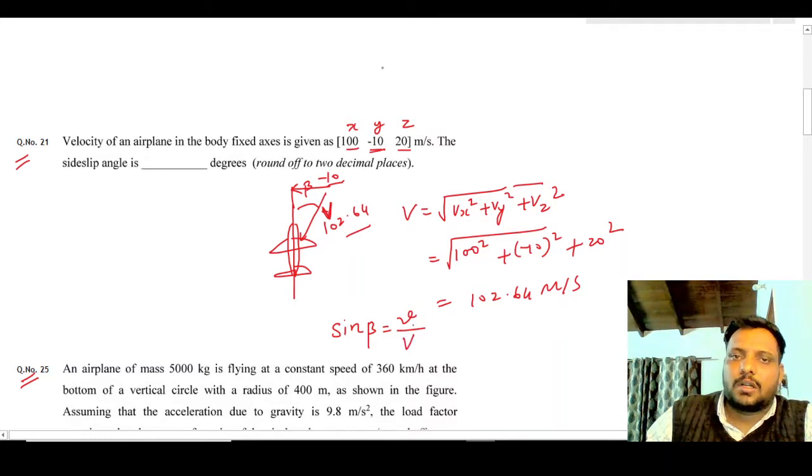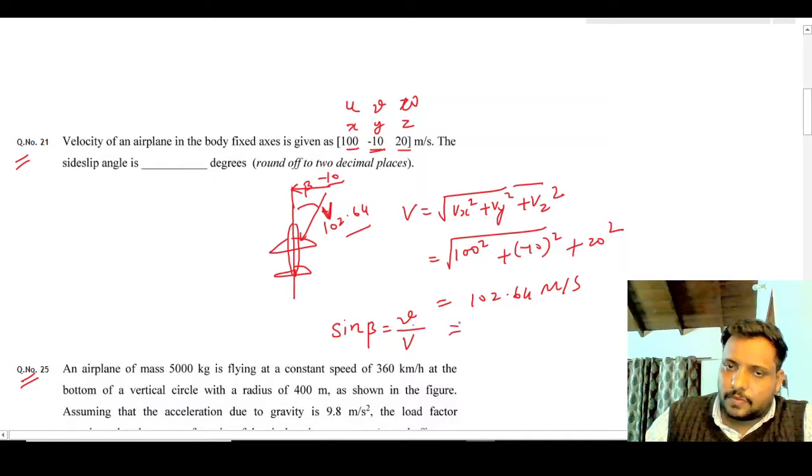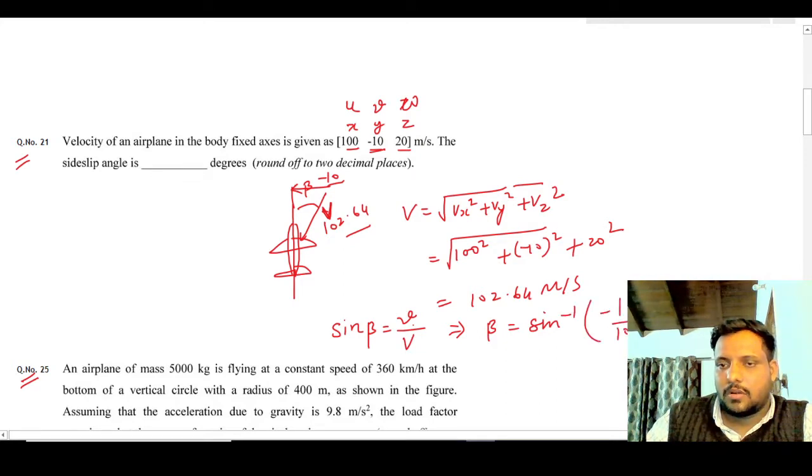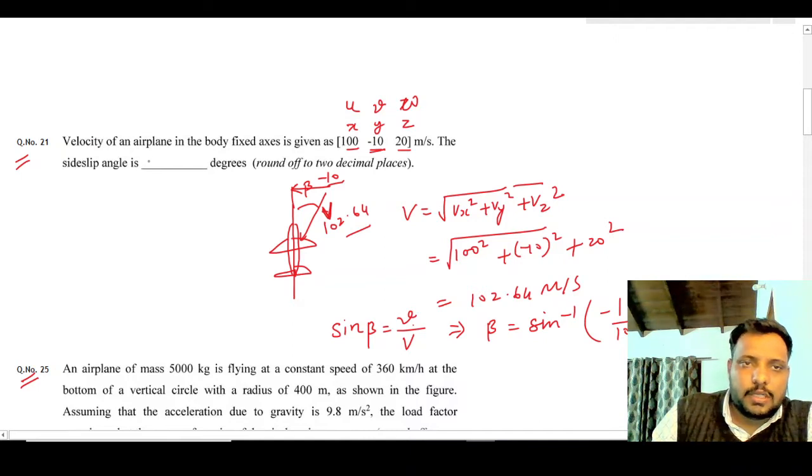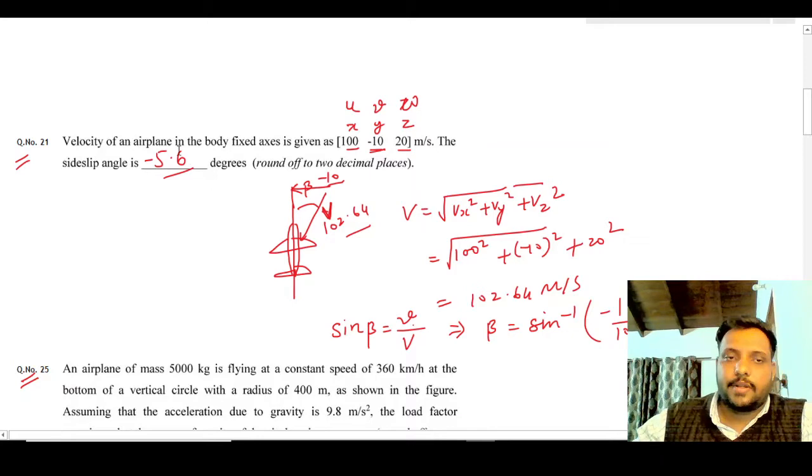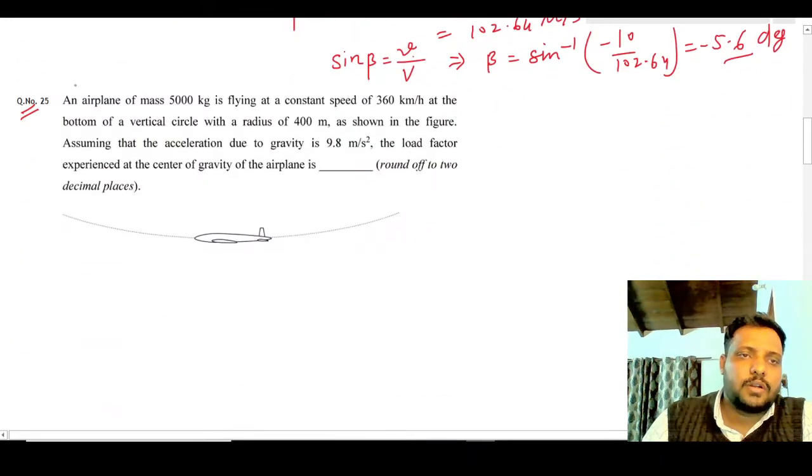This V is nothing but this is U, this is V, this is W. Okay, so from here beta is sine inverse of minus 10 upon 102.64, which is around minus 5.6 degrees. So this is the answer of question number 21. Then question number 25.